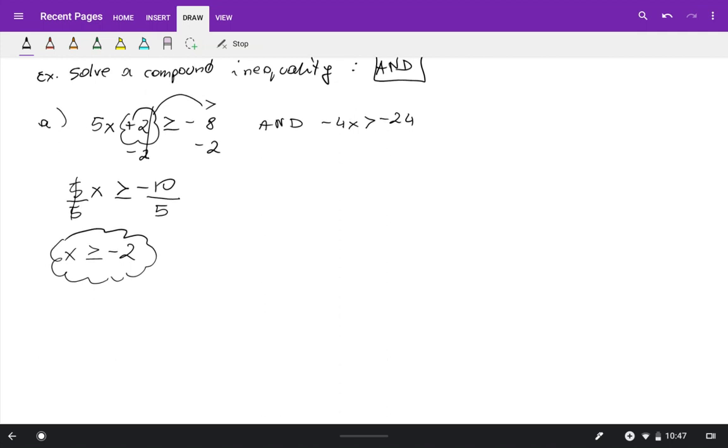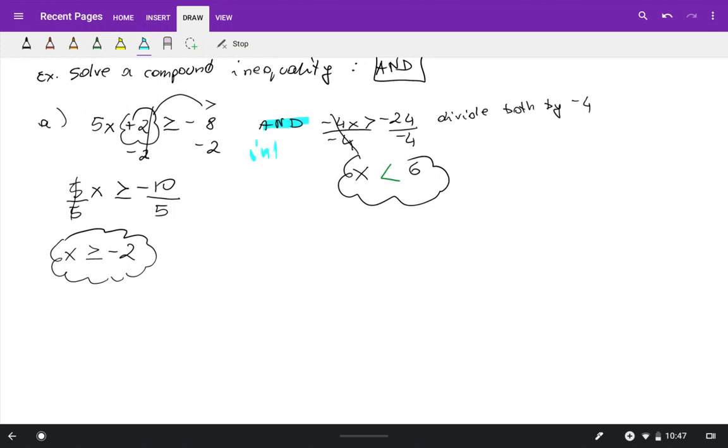Next, I'm going to solve the second inequality. We have -4x greater than -24. So here we need to divide both sides by -4. So we're dividing both sides by -4 and we end up with x. Don't forget that when you divide by a negative, you have to reverse the inequality. So now we have x less than 6. So that's the second inequality. And don't forget that we have and. And stands for intersection, we're looking for the intersection.